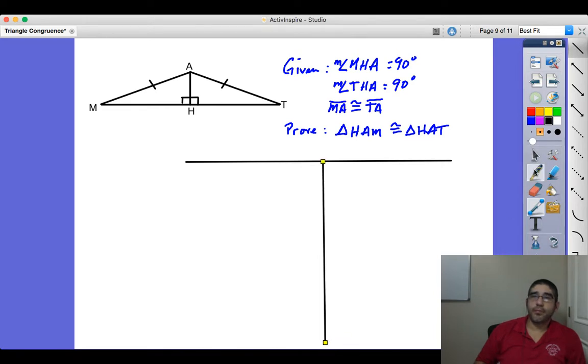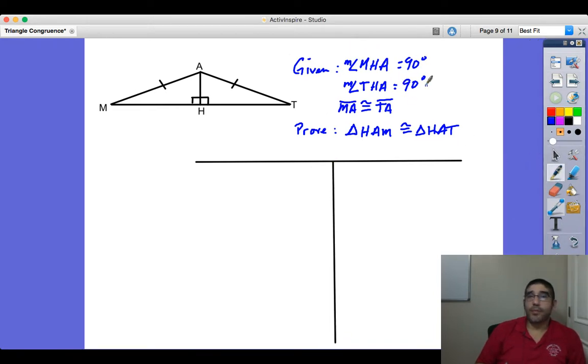This one's going to be a little bit more involved because we're starting off with angle measures instead of congruent angles. So we're going to start with everything that we're given. The measure of angle MHA equals 90 degrees. The measure of angle THA equals 90 degrees. And MA is congruent to TA. And that's all given.